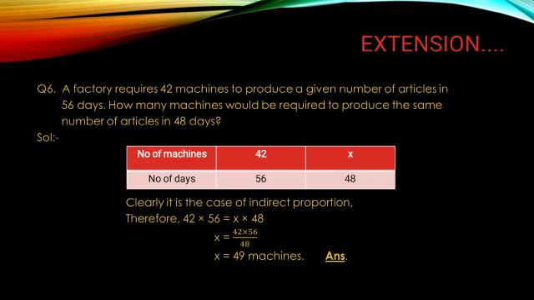So 42 into 56 is equal to x multiplied by 48. Further, you can find x is equal to the product of 42 and 56 divided by 48. So you can cancel out the numbers, and after cancelling, whatever answer you are getting, that will be the last, and that is 49 machines. And try to write down machines also side by side. Now you can see here how many machines there are: 49. The number of machines is increasing, that's why the number of days is decreasing. So it means our answer is correct.